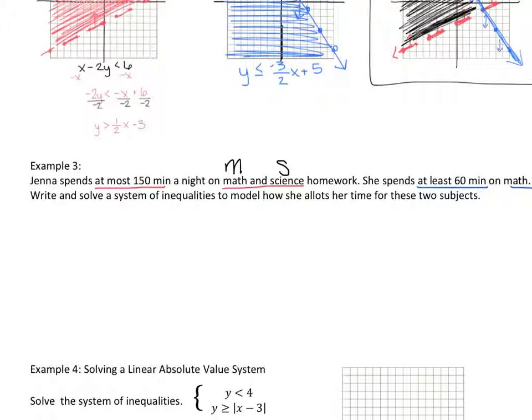So math and science together, so I'm going to add them, is at most 150. What inequality sign do I use for at most? Definitely going to be or equal to, but if the max is 150, it could be less than that, right? So we're going to use less than or equal to. Now, the other sentence said at least 60 minutes on math. So math is going to be what than 60? If it's at least 60 minutes. Greater than or equal to.